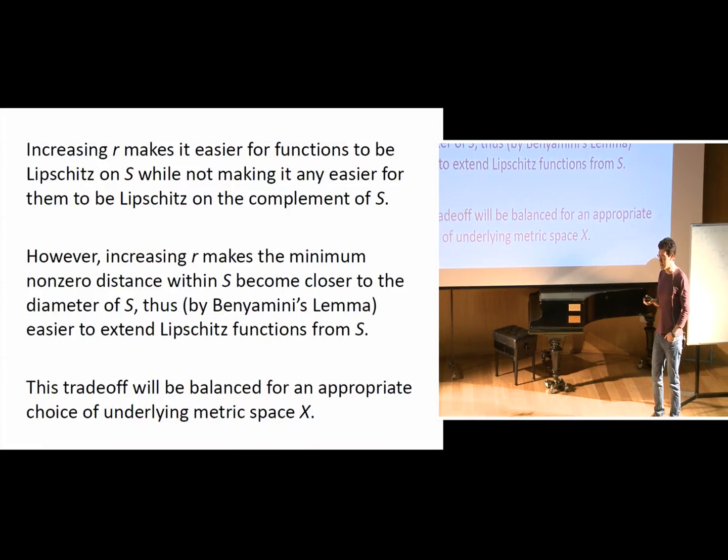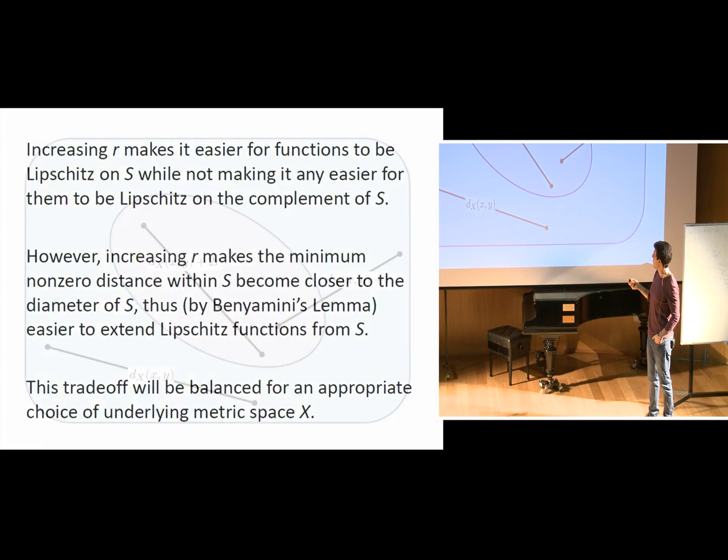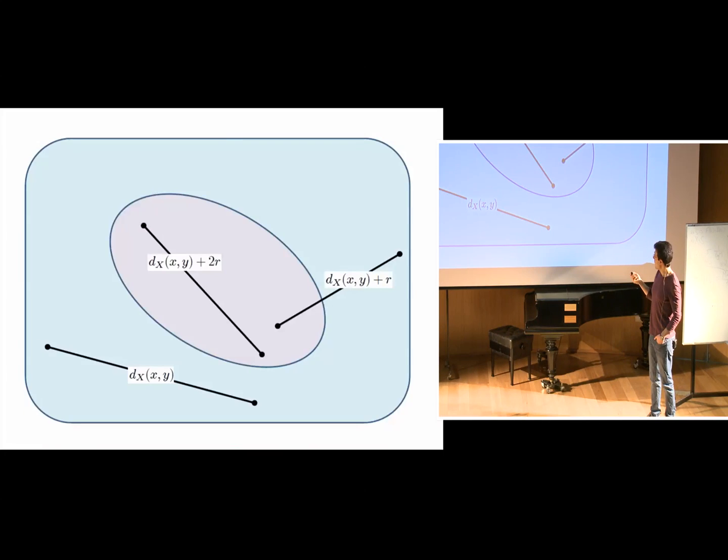But of course there's a trade-off, because as I make R bigger and bigger, I make the minimum distance within here become closer and closer to the diameter. And I already mentioned the obstruction before, that if the minimum distance is a constant proportion of the diameter, you can extend using that proportion. So on the one hand, making R bigger gives me more bad examples. On the other hand, making R bigger makes the Lipschitz extension problem easier. So there is going to be a trade-off, and the root log is going to come from optimizing over this trade-off.